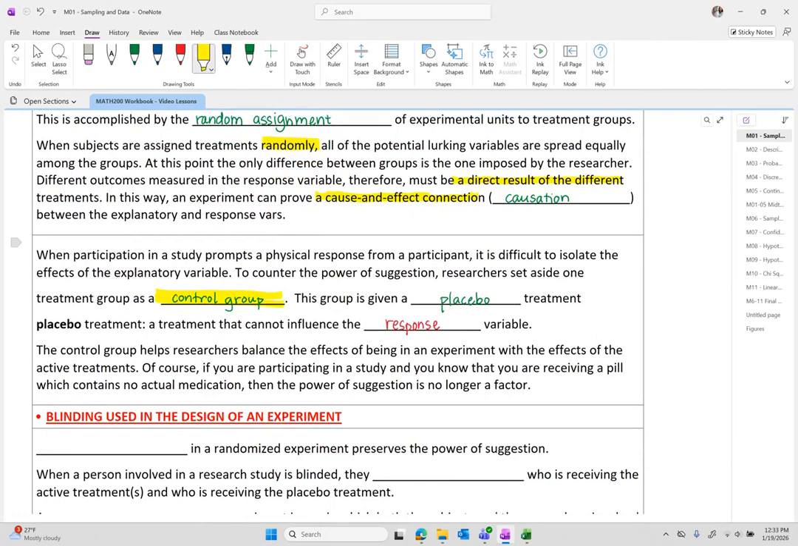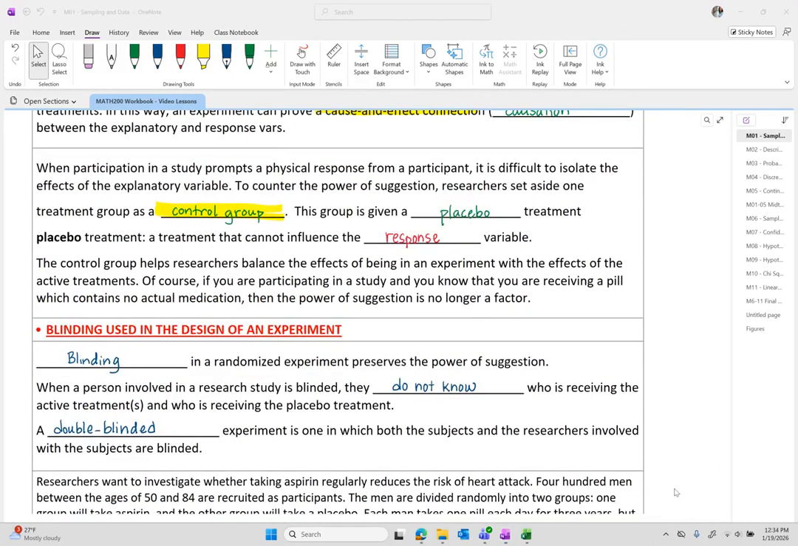Of course, if you are participating in a study and you know that you are receiving a pill which contains no actual medication, then the power of suggestion is no longer a factor. So what do we do in order to avoid situations where the participants of a study will assume or be aware of the fact that they are not receiving a treatment?